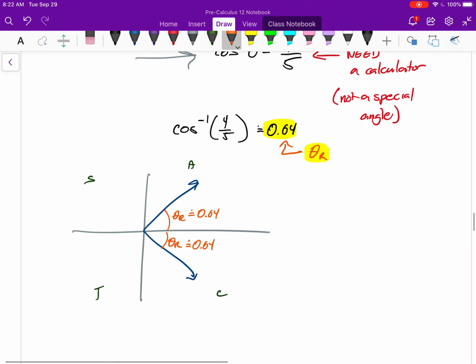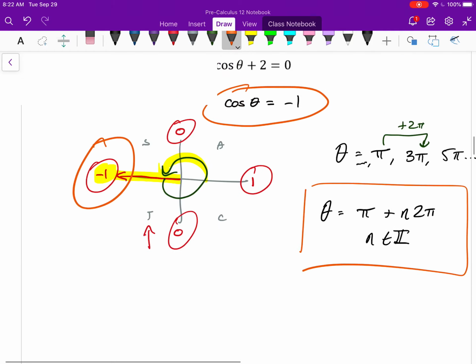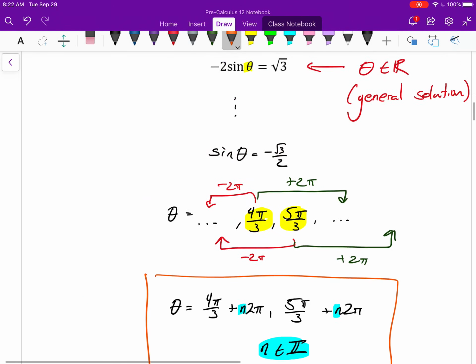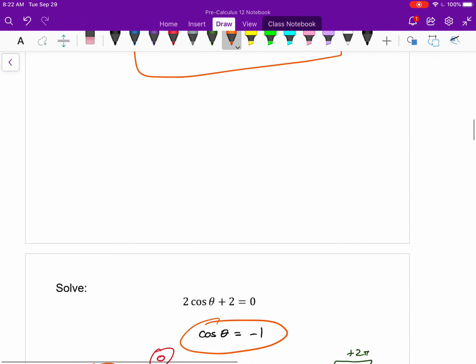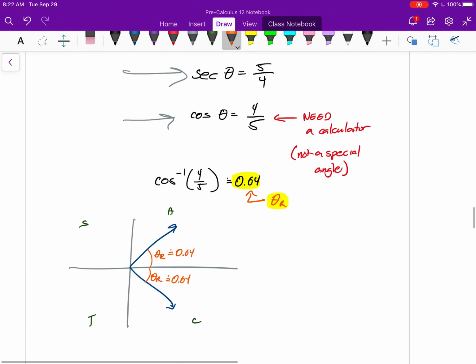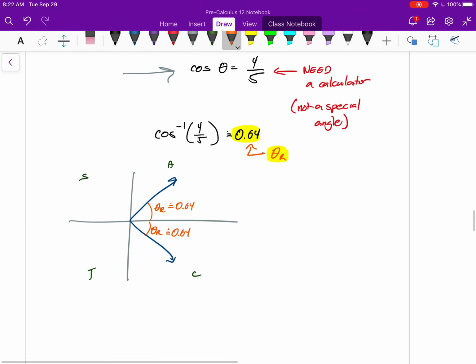Well, to find my general solution, if I go back a few questions, let's get back to, where was it? My first one, here. For this one, the main idea is first I need to find all my solutions in one rotation, and then I generalize it. So let's do the same thing here. Let's not worry about the general solution yet. Let's find my two first positive solutions.